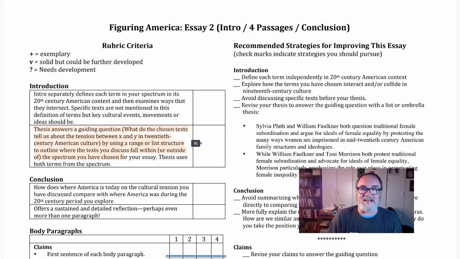Sorry, it's not letting me select all that text. Instead of one author, Twain, you're looking at probably multiple authors, although some of you have decided to focus on one. Either way, it's the same thing, right? Your thesis is going to answer the guiding question.